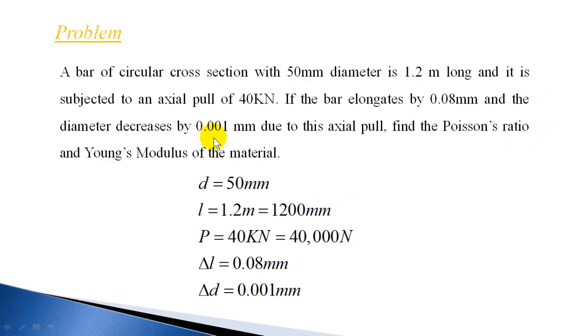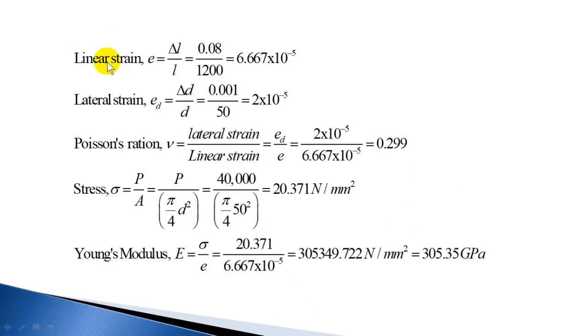and the diameter decreases. This is a lateral dimension. Okay, diameter decreases by 0.001 mm. So delta D is 0.001 mm. Diameter is 50 mm. Okay, delta D is 0.001 mm. Now you can find out the linear strain, elongation produced divided by initial length. So 0.08 divided by 1200, you will get the linear strain as 6.667 into 10 raised to minus 5.